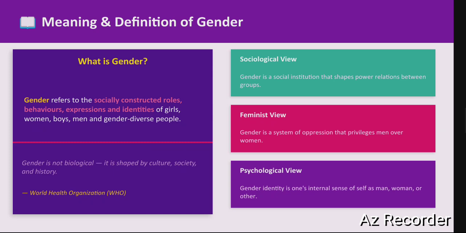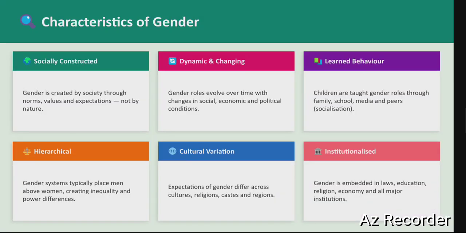So these are the three views that we have. First, the sociological view, how society views it as a social institution that shapes the power relations between groups. The feminist view says it is the oppression that privileges men over women. Of course, the superiority still goes to men in this 21st century. And the psychological view is one's internal sense of self as a man, woman or other. Okay, so characteristics of gender.